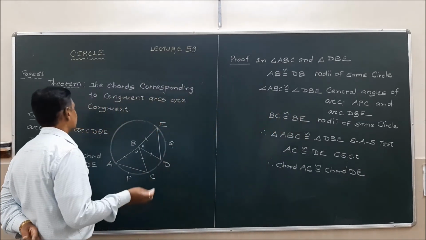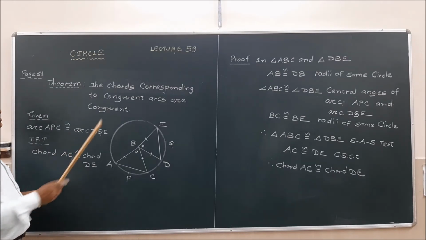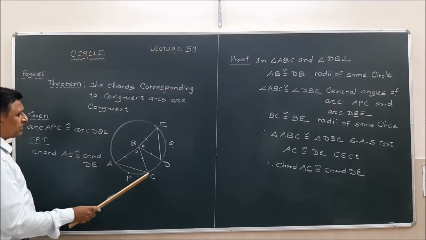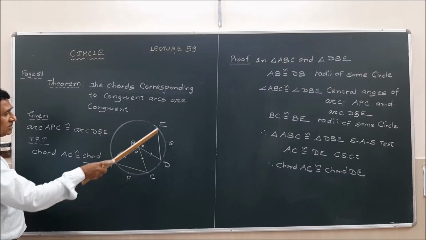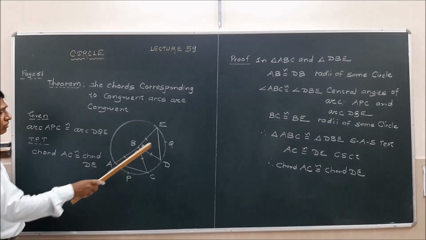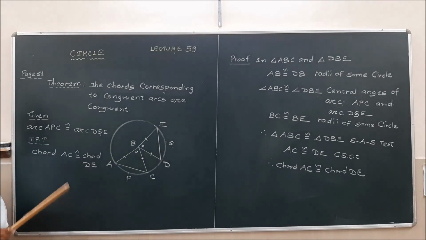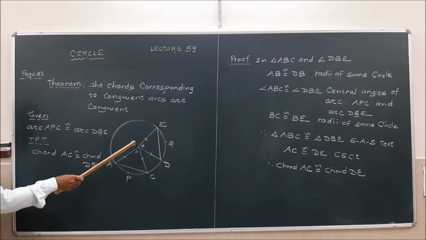Please try to understand this theorem again. I am going to revise it quickly. The chords corresponding to the congruent arcs are congruent. Fine. So APC and DQE are given congruent arcs, but these arcs are intersected by chord AC and DE, and hence we have to prove AC is congruent with DE.